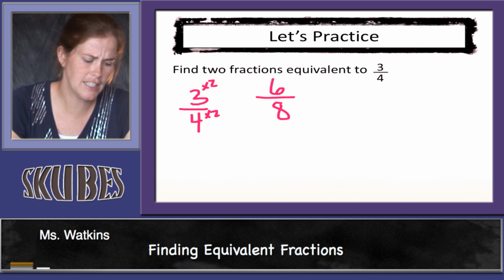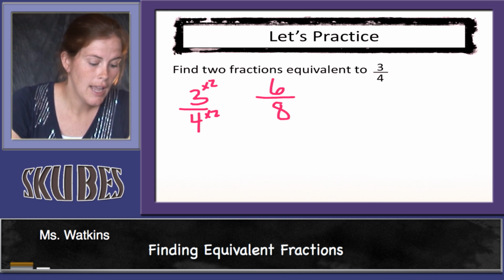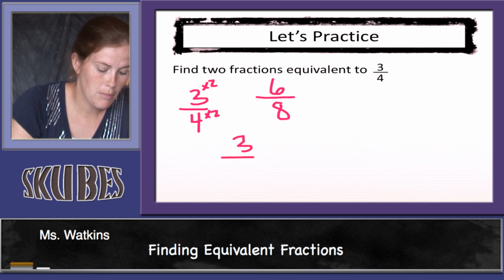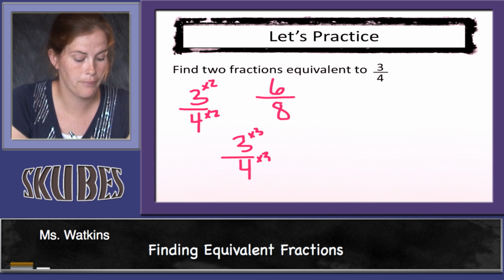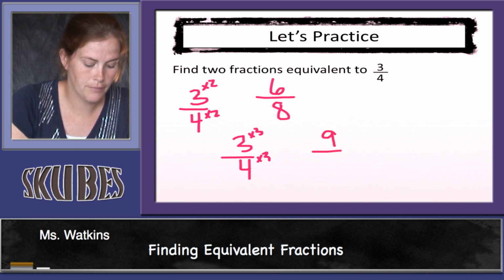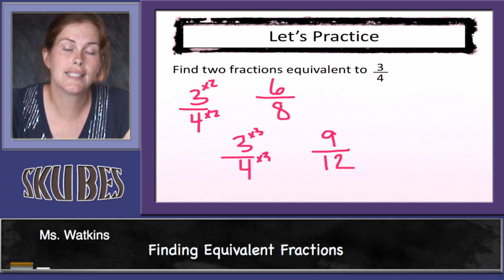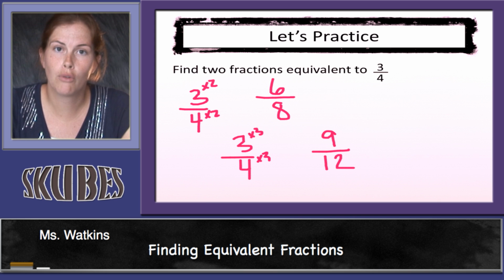There's not a number I can divide equally into 3 and 4, and so I'm going to multiply both my numerator and denominator by a different number. I'll do 3 this time. It doesn't matter as long as you multiply the numerator and denominator by the same number. 3 times 3 equals 9. 4 times 3 equals 12. So 9/12 is also an equivalent fraction to 3/4.